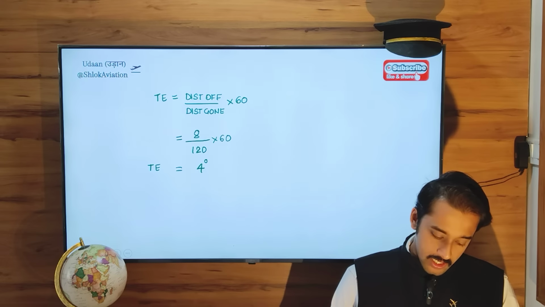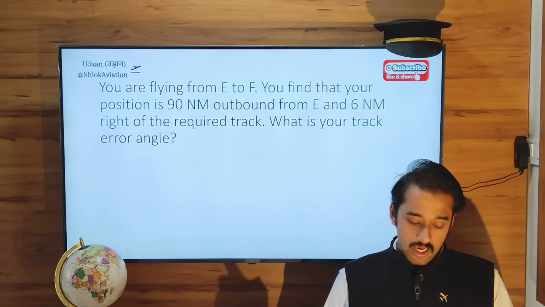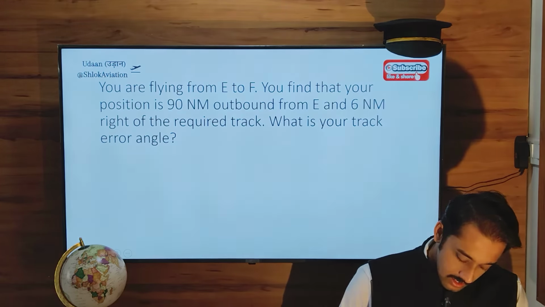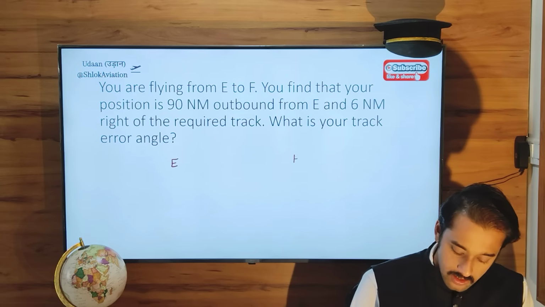So let's go to the next question. Question 3. You're flying from E to F. You find your position is 90 outbound from E and 6 miles to the right. What is the track error angle? Same sum, a similar sum. So E to F.